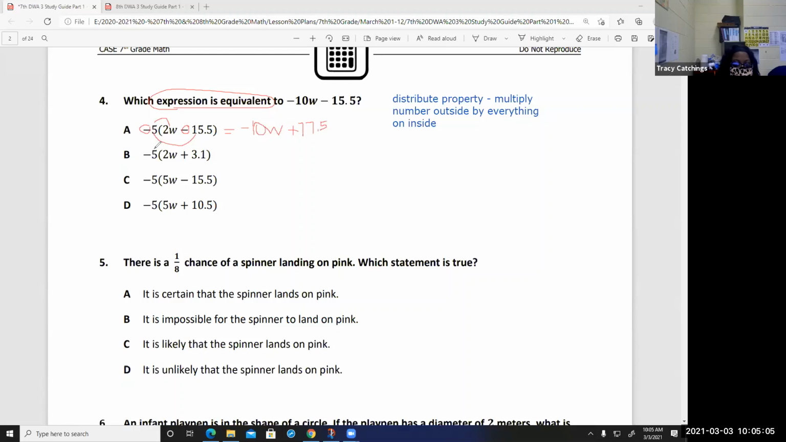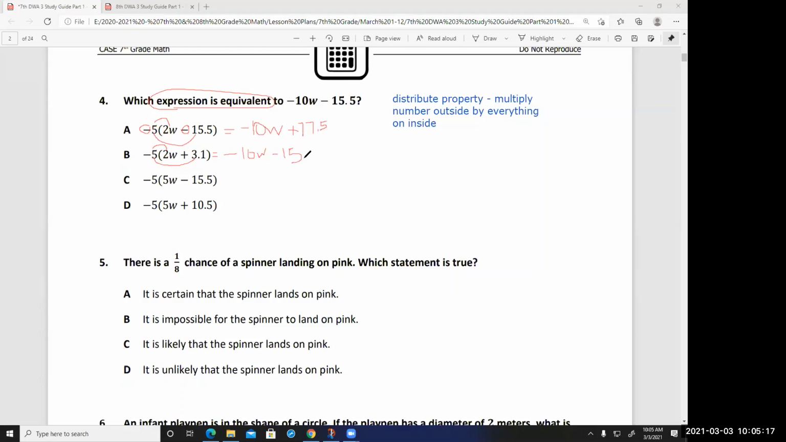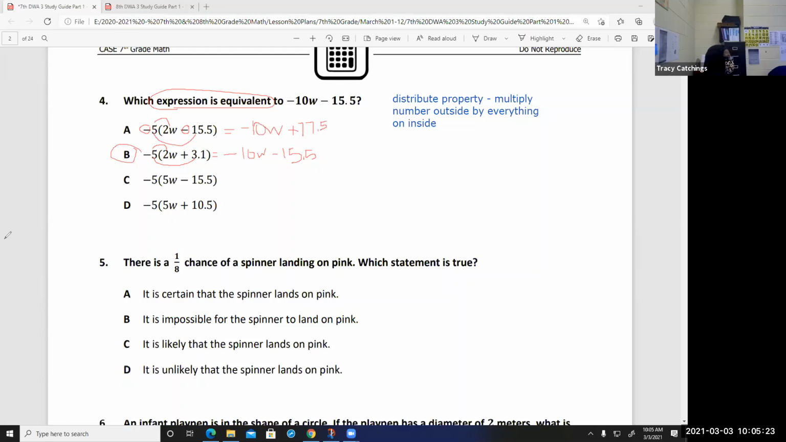All right, so then try B. Negative 5 times 2W, we already said would be negative 10W. Negative 5 times 3.1. Negative 15.5. So notice, as I stated in the beginning, we multiply that first digit, but we don't multiply it by the second. So if you need to do hops like I use hops to make sure I multiply everything by that number on the outside, please do so.